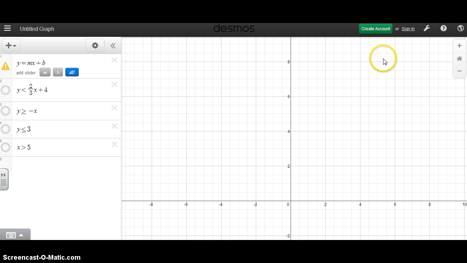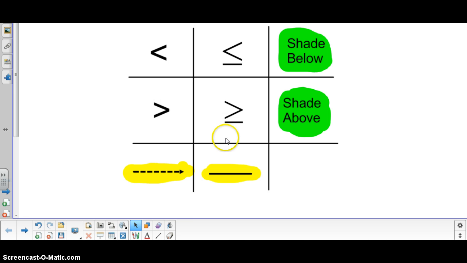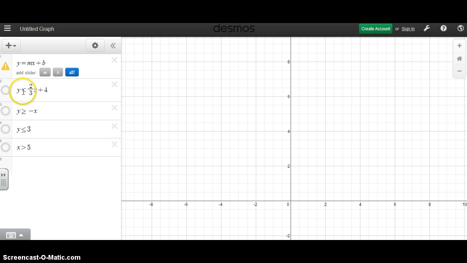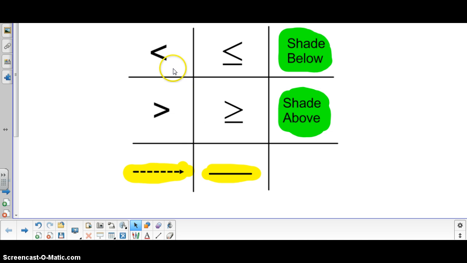All right, well, before I show you what that line should look like, I'm going to show you some properties that we have when given inequalities. So if you look over here, our symbol was less than. All right, well, if it's ever less than or equal to, what you do is you shade below the line. So whatever line I graph, I'm going to shade below it. If you have a greater than or equal to, in the opposite sense, you're going to shade above.